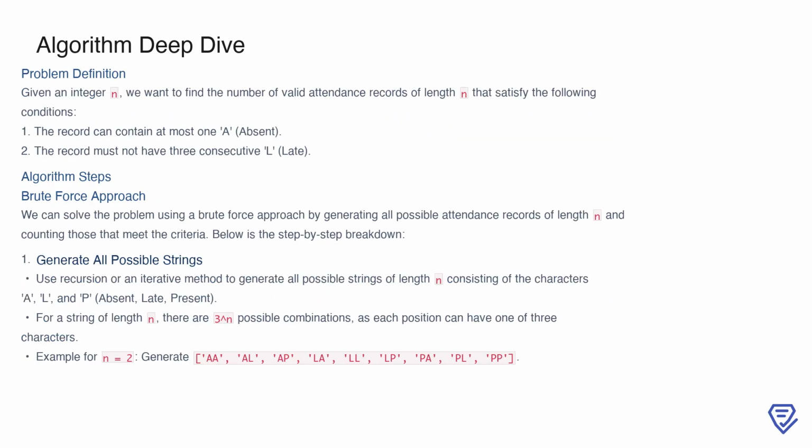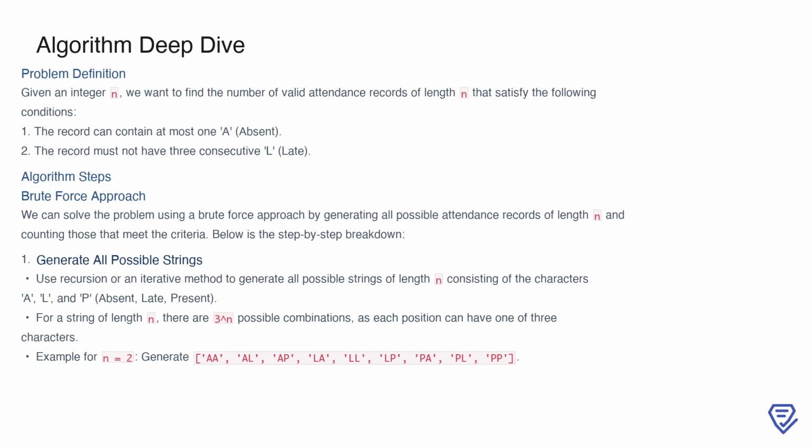The problem we're addressing involves finding the number of valid attendance records of a given length n. These records must meet two key conditions: they can have at most one A, which stands for absent, and they cannot contain 3 consecutive L, which stands for late. To start, we can approach this problem with a brute force method.